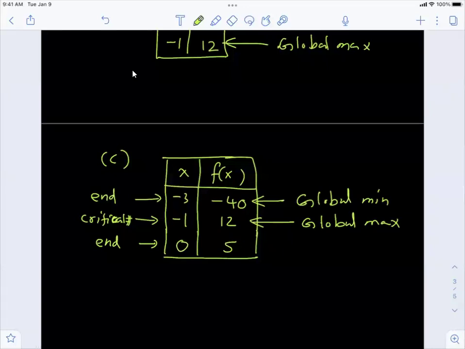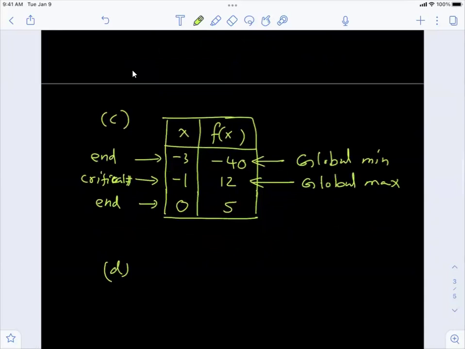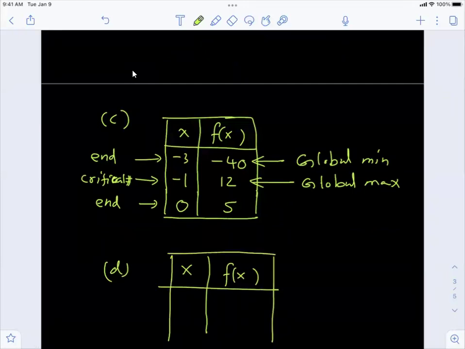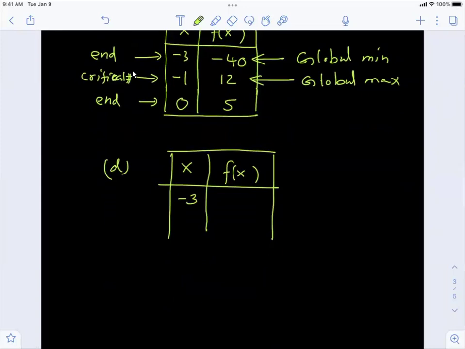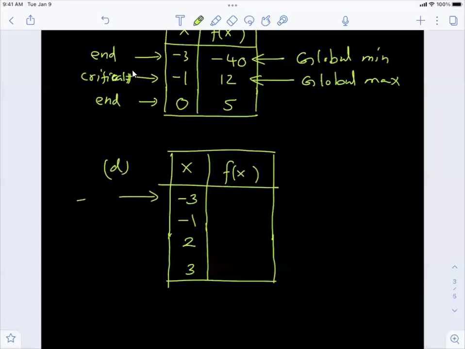All right, let's consider part D. For the next one, you consider from -3 to +3. That simply means you're going to include -3 as one of the endpoints. And then you have -1 and +2, both of them included in your consideration, and then +3 as the right endpoint. So in all cases, look at this again, these two are endpoints, and these two are critical.